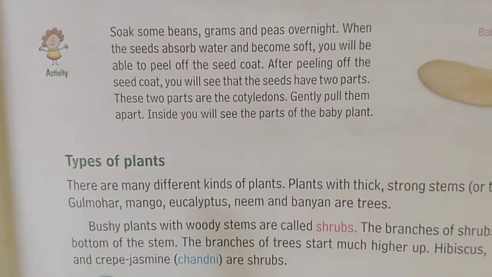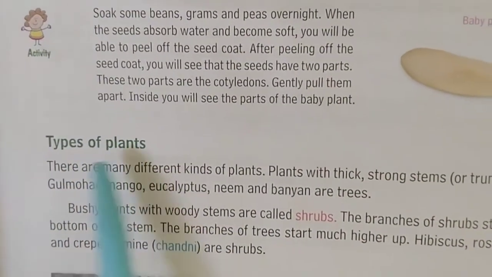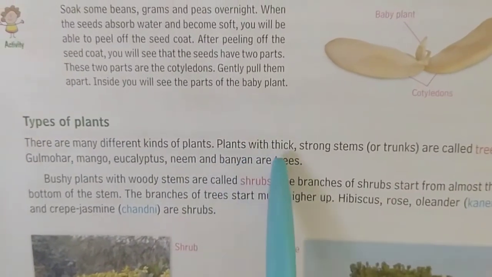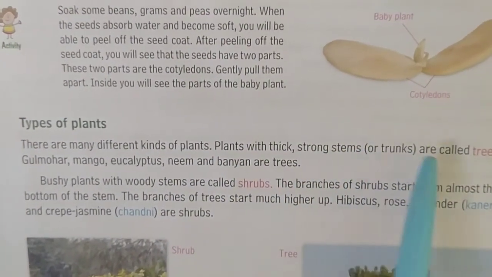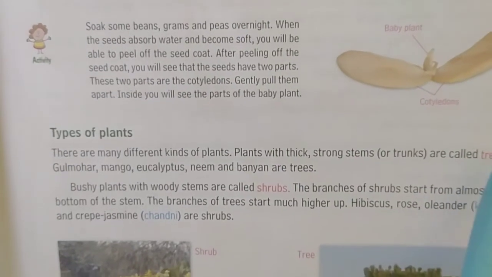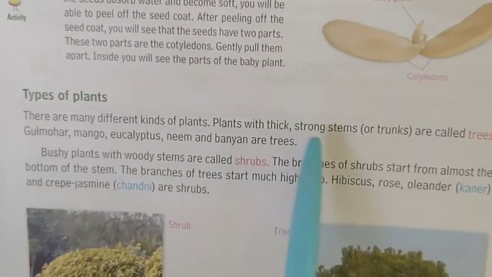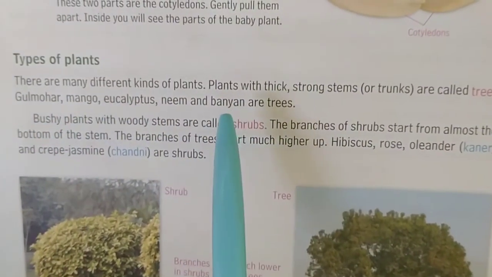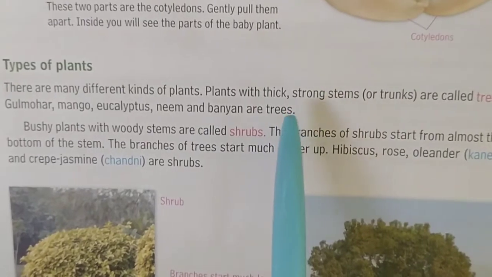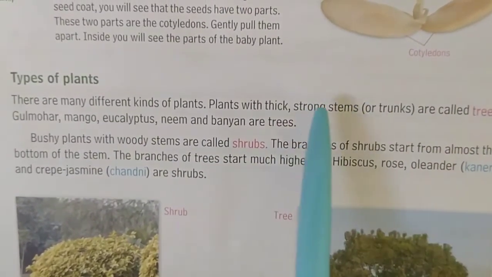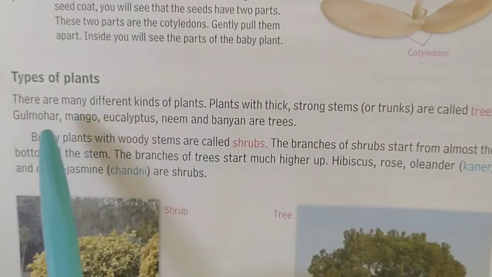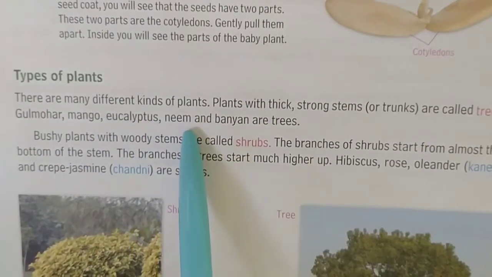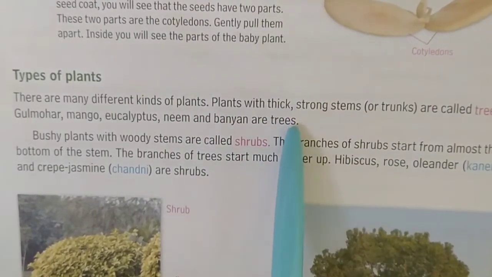Next we are going to see the types of plants. There are many different kinds of plants. Plants with thick strong stems or trunks are called trees. So trees have very thick and strong stems. The herbs are small plants whose stem we can break and bend, but trees we cannot, because they are thick and strong. Gulmohar, mango, eucalyptus, neem and banyan are trees.